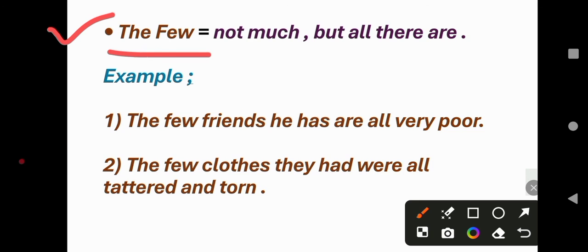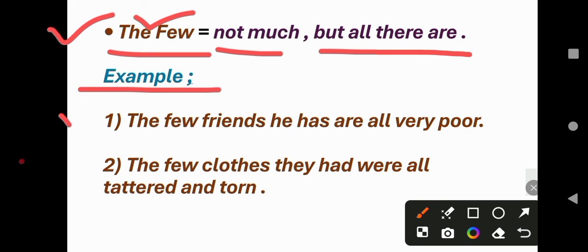The phrase "the few" implies not much, limited, but all there are. So the phrase "the few" emphasizes that we are referring to the entire small number rather than just a part of it. The first example is the few friends he has are all very poor. The few implies that the person does not have many friends, but the ones he does have are all very poor. And the second example is the few clothes they had were all tattered or torn. In this sentence, the few implies that they did not have many clothes to begin with, but the ones they did have were in poor condition.